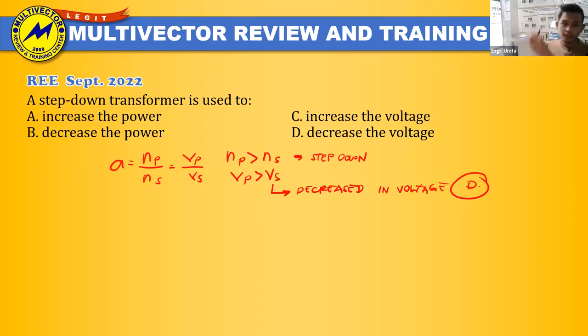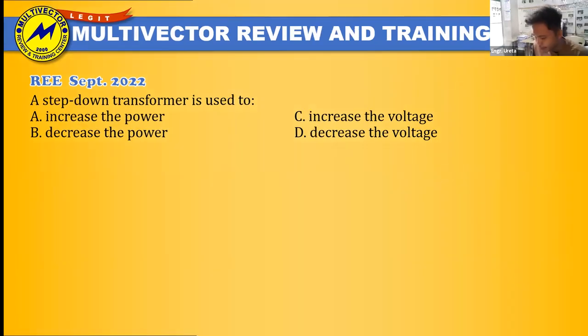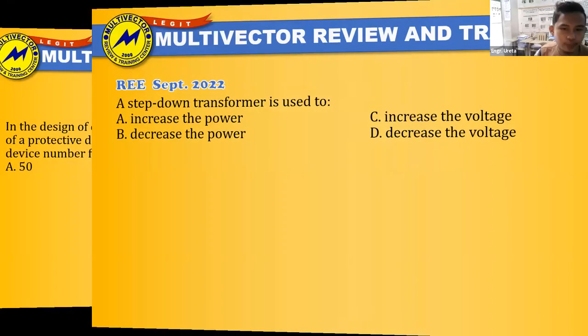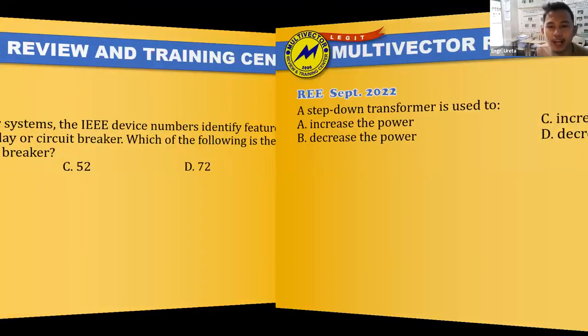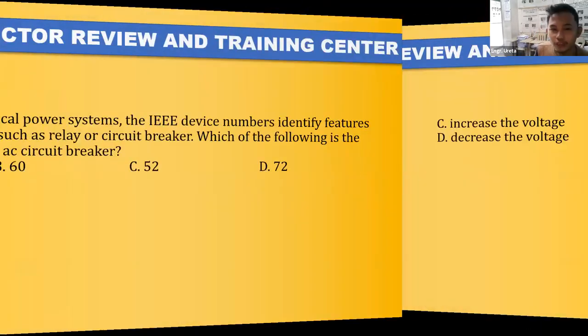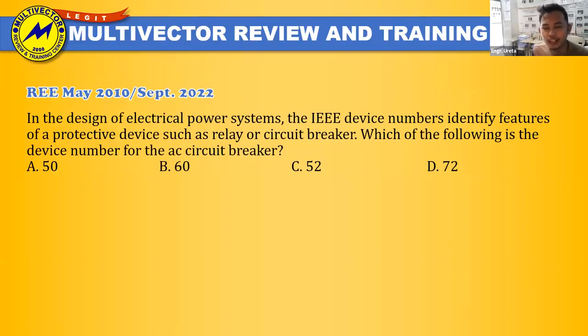Okay, problem number 4. Okay, next. Question number 5. It came out in May 2010 and returned in September 2022. In the design of electrical power systems, the IEEE or ANSI device numbers run from 1 to 100. Of course, if you want to memorize the IEEE device numbers, they come out in the board exam, so you can. Since there are many, it's up to you. You can also memorize the ones that have already come out in the actual board.